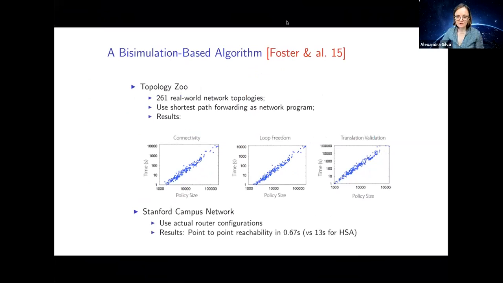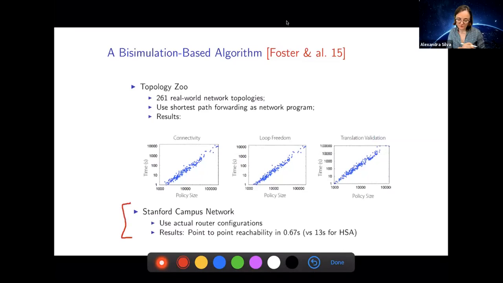And I will then show you the details. I'm showing the results before showing the details. So there are some automata corresponding to NetKAT programs, and you can develop a bisimulation algorithm very much in the spirit of what I showed you for deterministic and non-deterministic finite automata. And you can then test whether this algorithm performs okay in comparison to other things that are out there. And in particular, we've looked at some real networks, and we looked at point-to-point reachability.